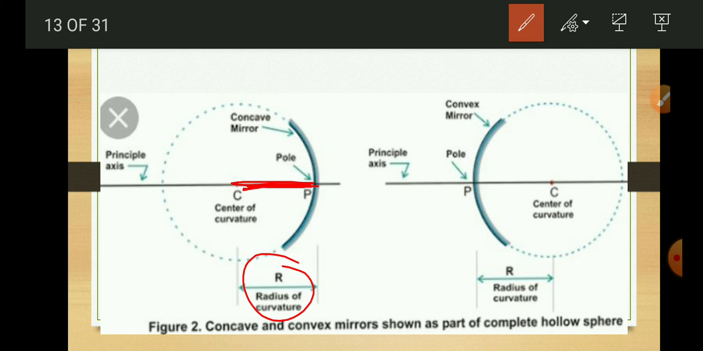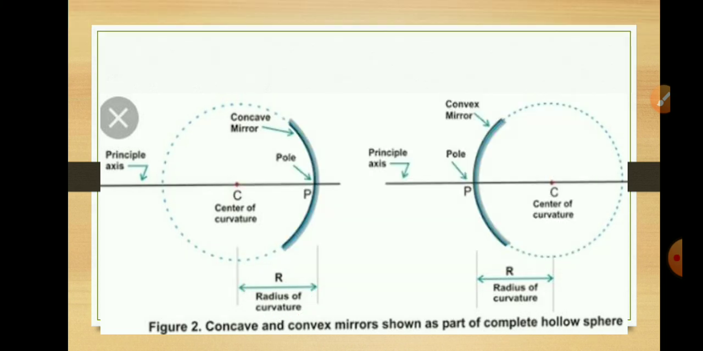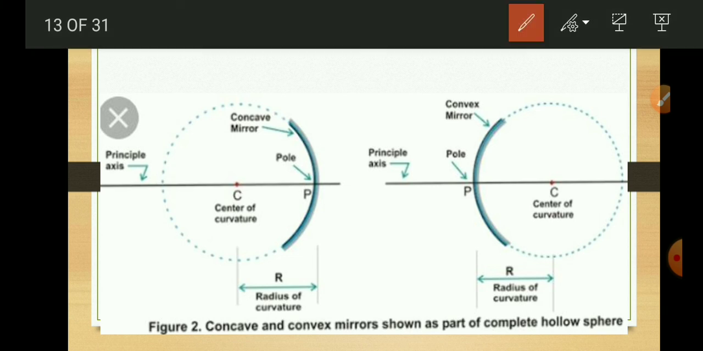Next term is pole. Pole is the center of the reflecting surface of a spherical mirror, and it is denoted by P. Here you can see the pole. Pole is nothing but the center of the reflecting surface. It lies on the surface of the mirror. We can see in both concave and convex mirrors, it is present on the surface of the mirror, and it is the center of the reflecting surface.